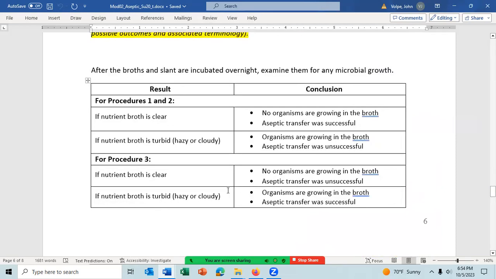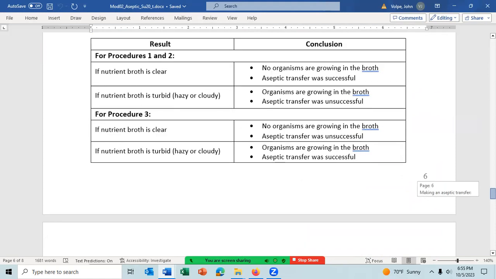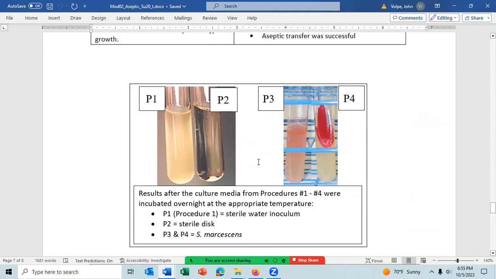So use the results for procedure 2 in this table. It's the same results as for procedure 2. And then the conclusions will be the same too. Any question about that? All right, there's the tube for procedure 2. You can actually see the paper disc at the bottom of it.